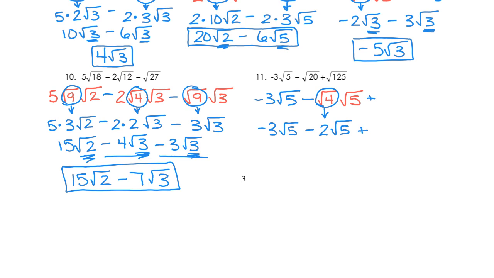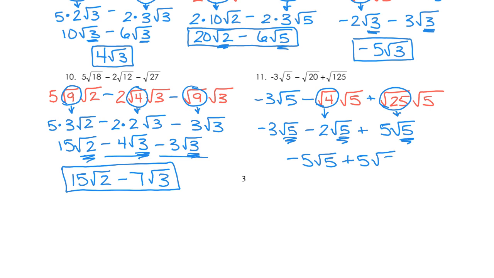In the square root of 125, the largest perfect square that goes into it is 25, and it goes in 5 times. And then we'll circle our perfect square. That's going to become 5 square root of 5. And now you can see they all have a square root of 5 underneath their radical. And so now we can go ahead and take the coefficients and add and subtract them. So we have negative 3 square root of 5 minus 2 square root of 5, which is negative 5 square root of 5, plus our 5 square root of 5 here.